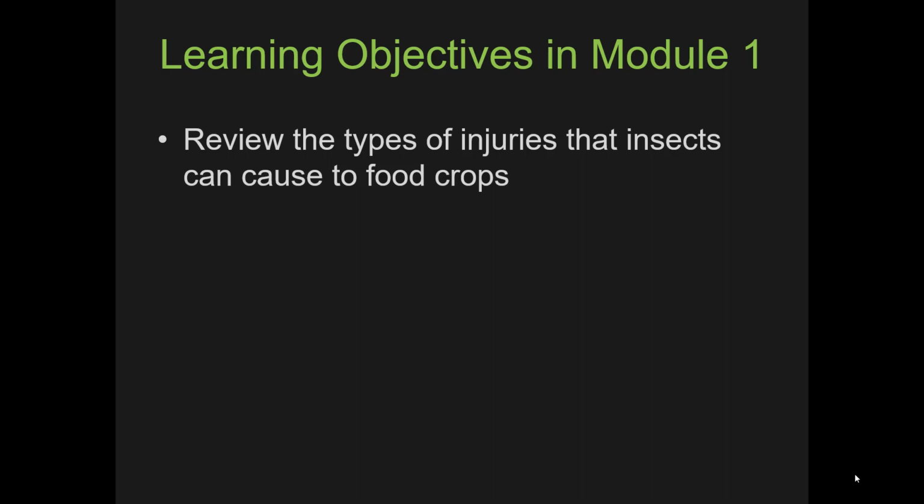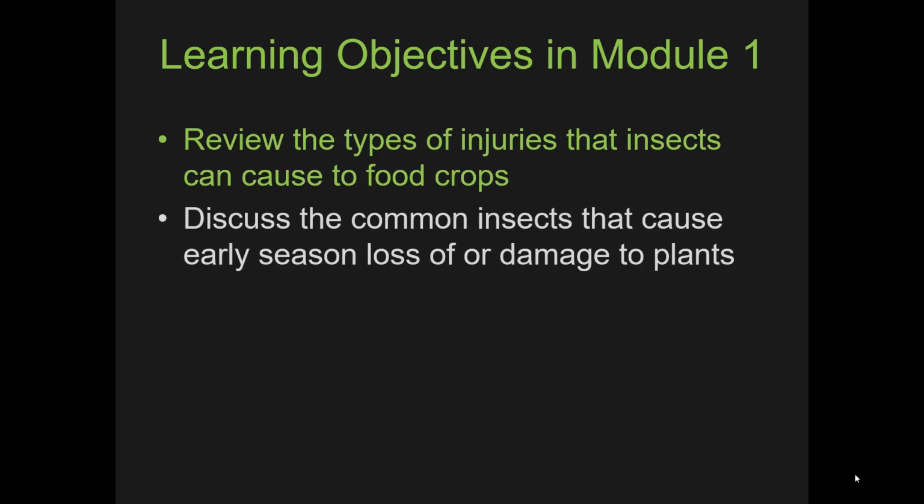In Module 1, I'm going to go through a brief review of the types of injuries that insects cause and bring up some terms that we're going to use throughout this. And most of the focus in the first section here, this first module, is going to be on things that affect plants early, maybe prevent plants from even emerging or damage seedlings or young plants.